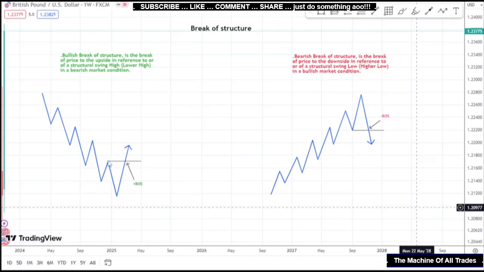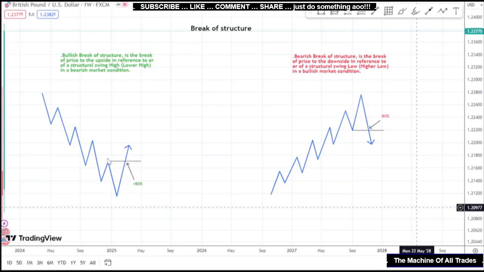Why is it a bullish break of structure? It is a bullish break of structure because it is breaking the bearish market to the bullish side, showing an interest to go to what? The bullish side. That is what we mean by a bullish break of structure. And what I meant by a structural swing high, lower high, is this. This is a lower high. Why is it a lower high?